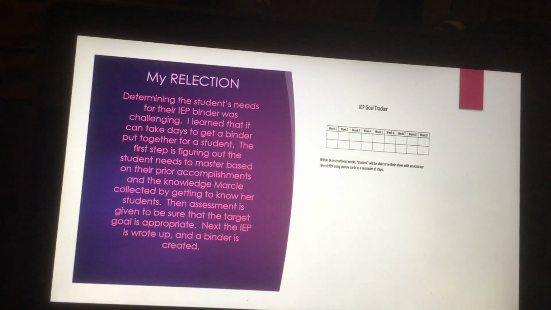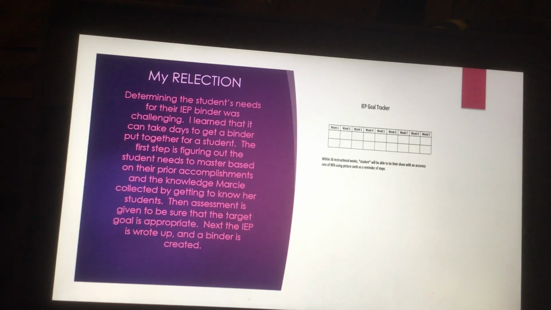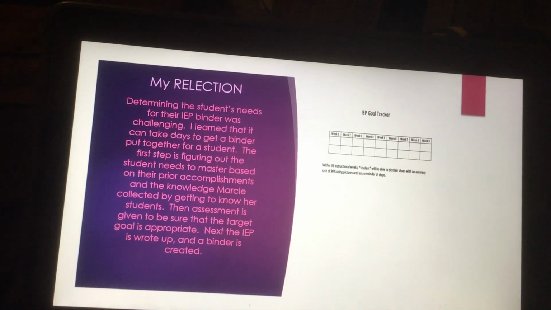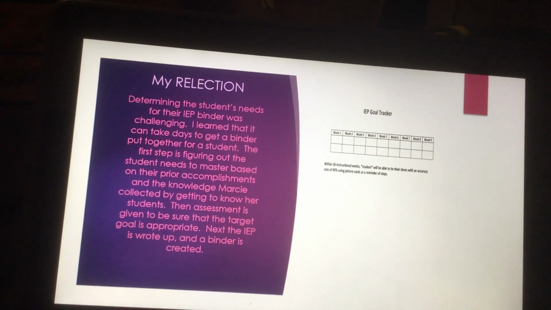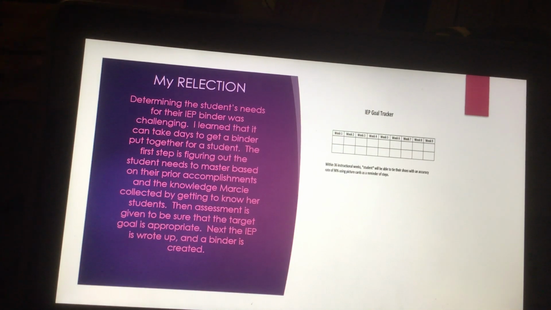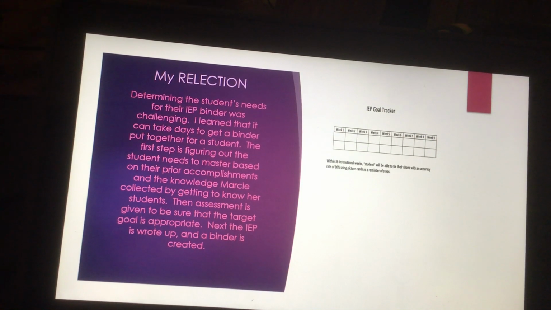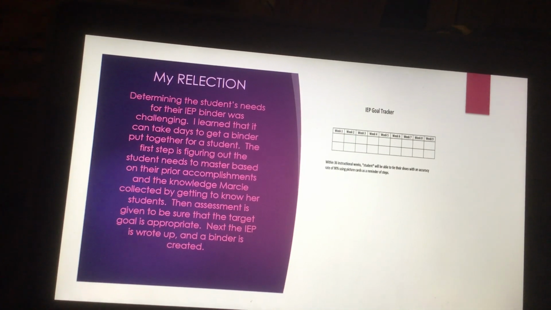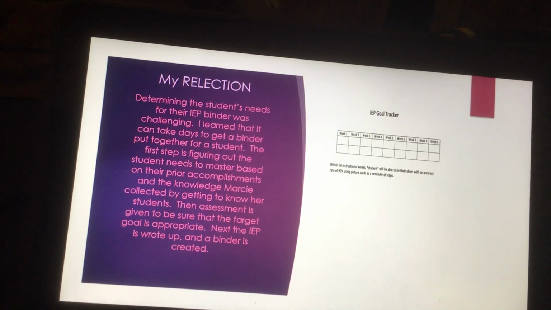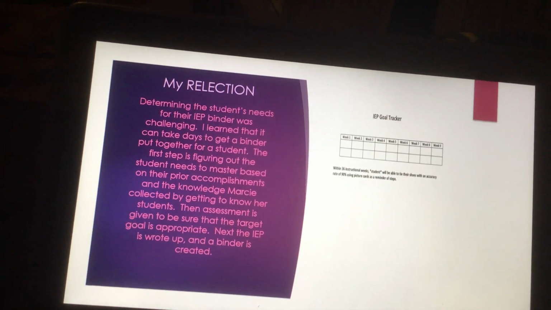Determining the student's needs for their IEP binder was challenging. I learned that it can take days to get a binder put together for a student. The first step is figuring out the student's needs to master based on their prior accomplishments and the knowledge Marcy collected by getting to know her students. Then an assessment is given to be sure that the target goal is appropriate. Next, the IEP is written up and a binder is created.